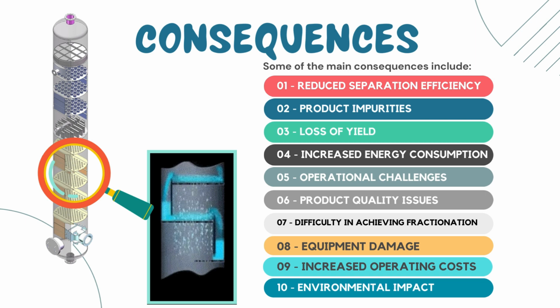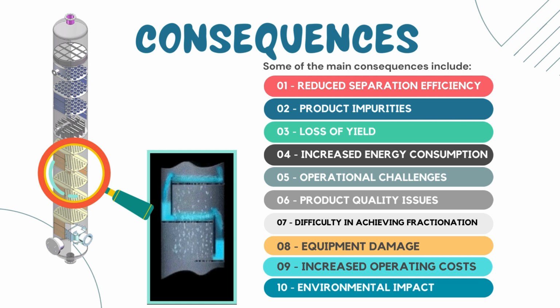Okay? Now the next consequence is difficulty in achieving fractionation. Guys, weeping can interfere with the fractionation process, making it challenging to achieve the desired separation of the components based on their boiling point. And this is a key objective in many distillation processes.